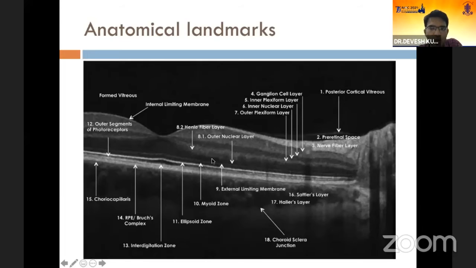Then we have the outer retinal bands. The three important outer retinal bands are the external limiting membrane, the ellipsoid zone, and then the interdigitation zone. So these constitute the three important parts of the outer retinal tissues. And then we have the retinal pigment epithelium Bruch's complex, following which we have the choriocapillaris and the choroidal vessels, and then the sclerochoroidal junction.